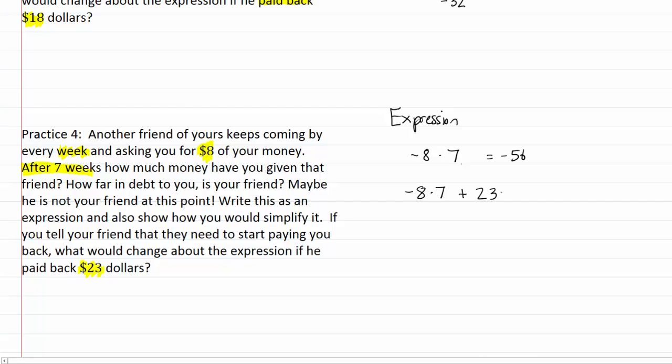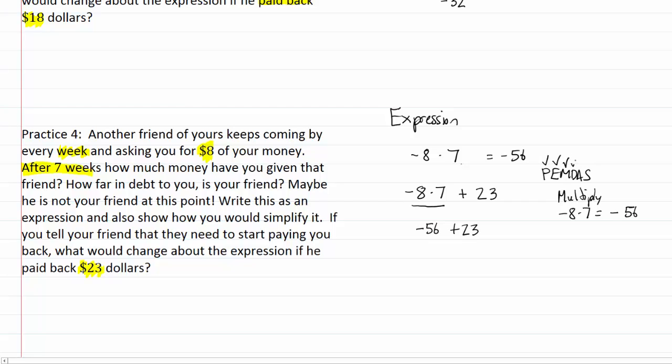So now I want to simplify this expression. I'm going to go for my PEMDAS. I have no parentheses in this one. I don't have any exponents, so I've got those two out of the way. Now I need to multiply and divide as I go left to right through the expression. Well, the first operation is negative 8 times 7, so I'm going to multiply here. Negative 8 times 7. Now I have a negative times a positive, so that's going to be a negative, and 8 times 7 gets me 56. So this is a negative $56. I'm going to substitute that in there, and then I have them paying me back $23.